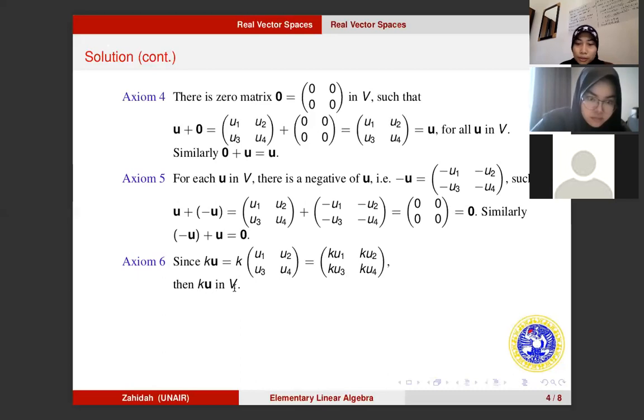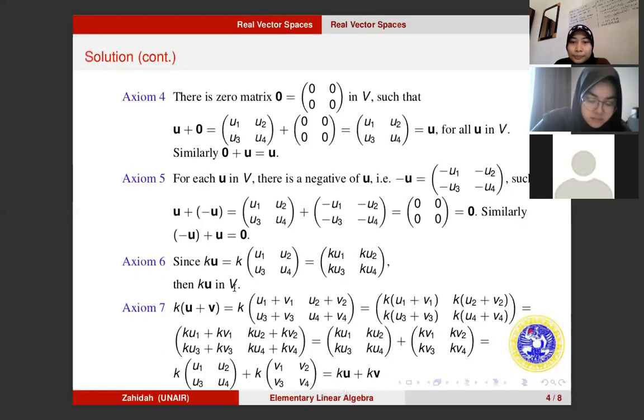So axiom 6 holds. The next axiom, we need to show that k times (u plus v) equals k times u plus k times v. By our operation, we get k times (u1 plus v1). This is the addition operation, matrix addition here. And then k, we get k here. This one we get k u1 plus k v1.